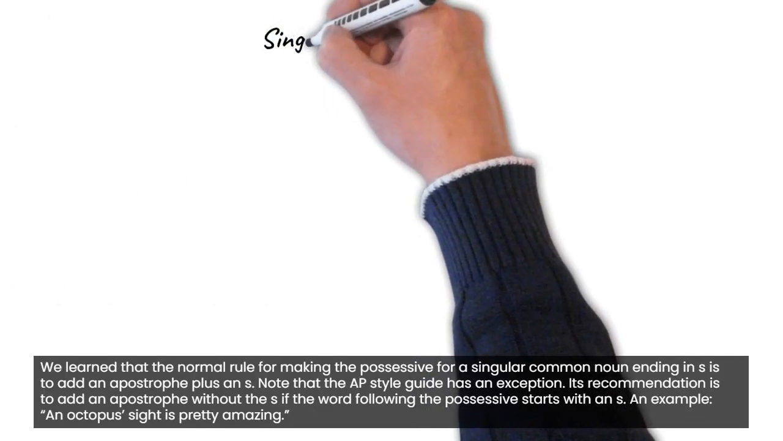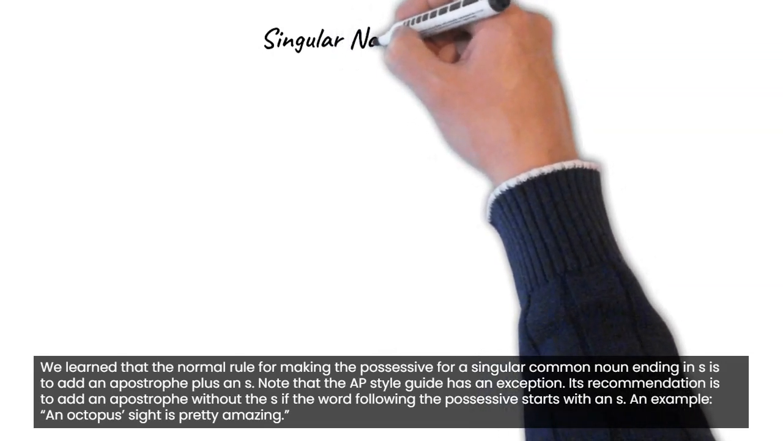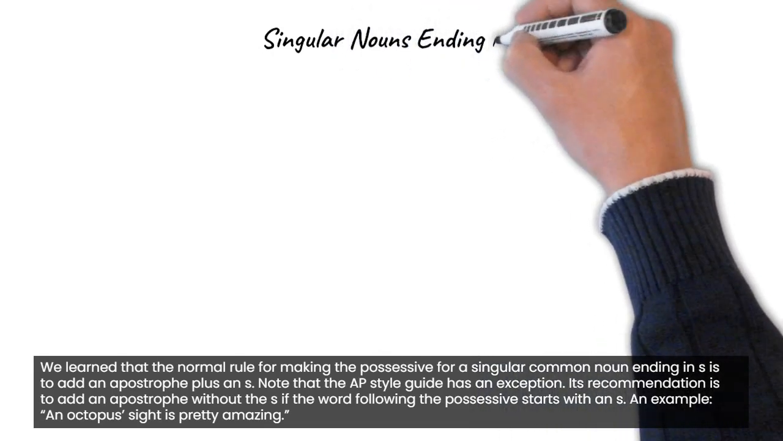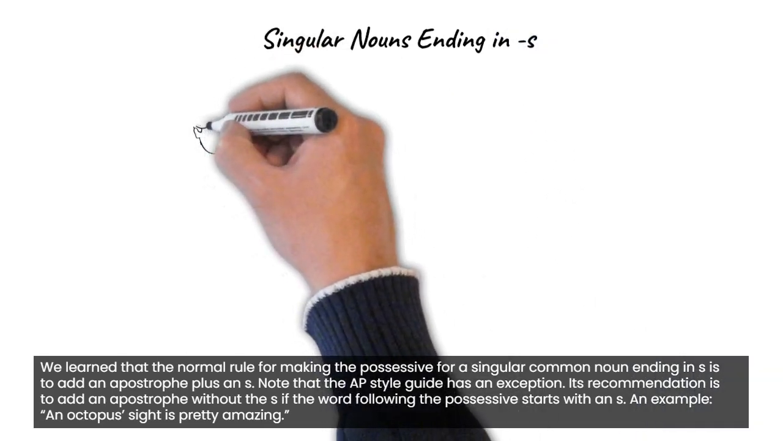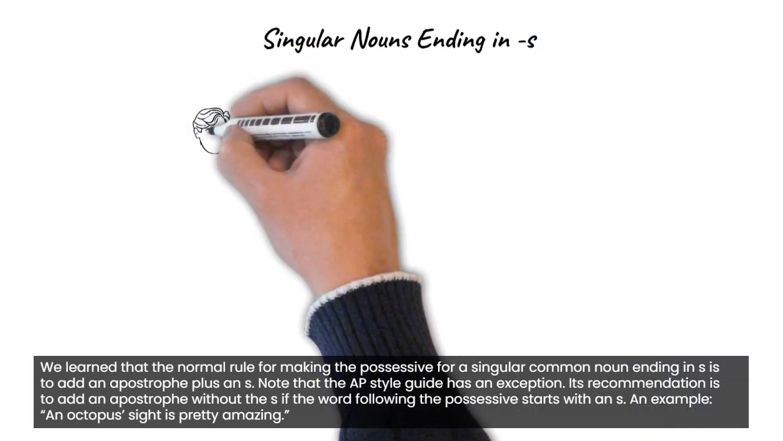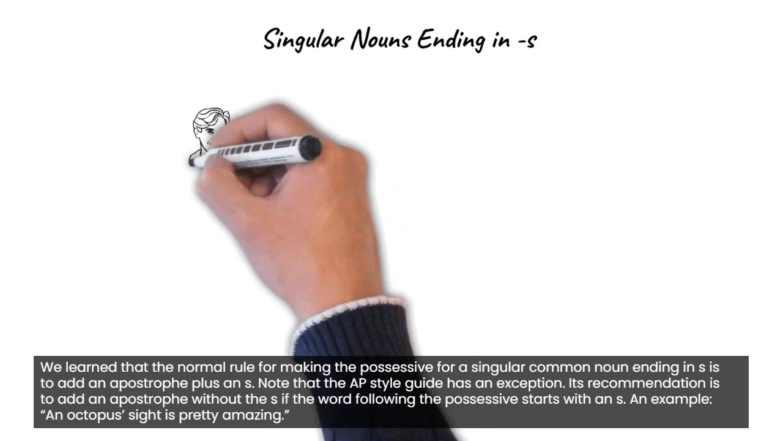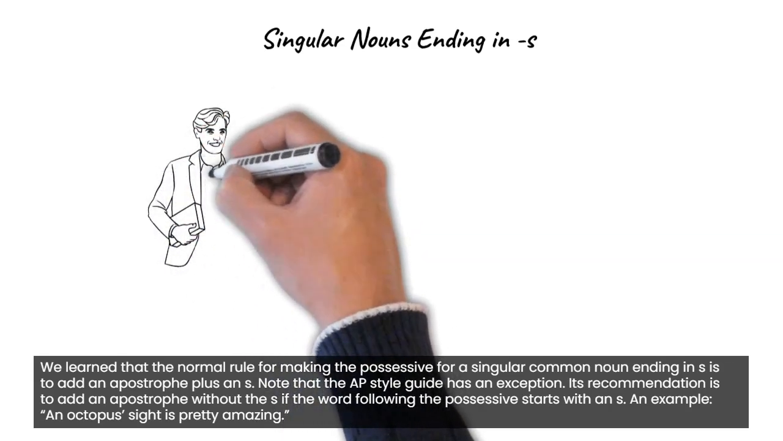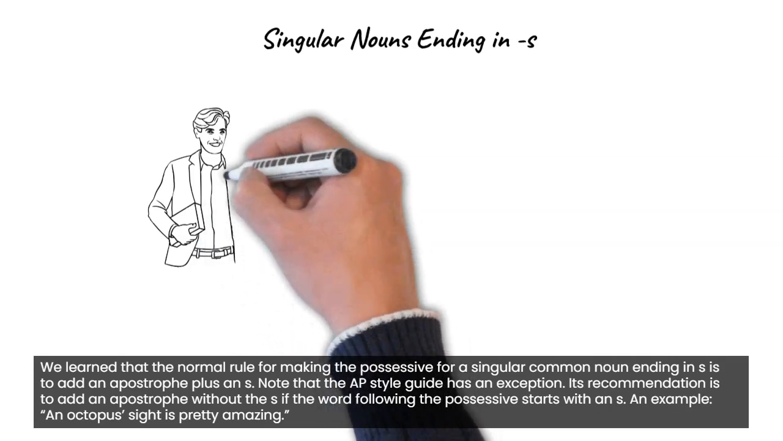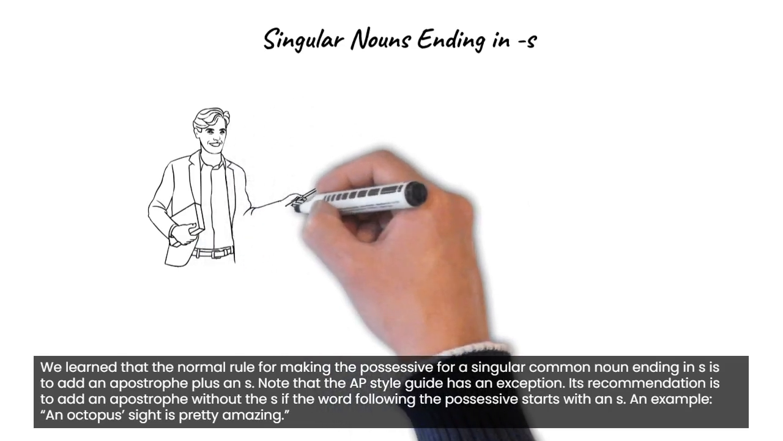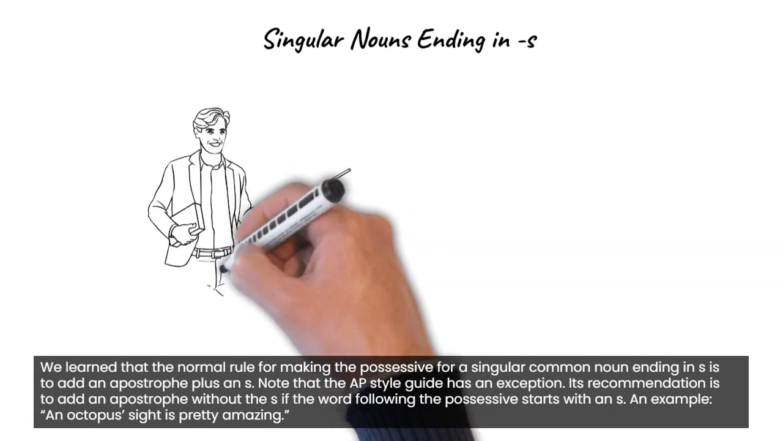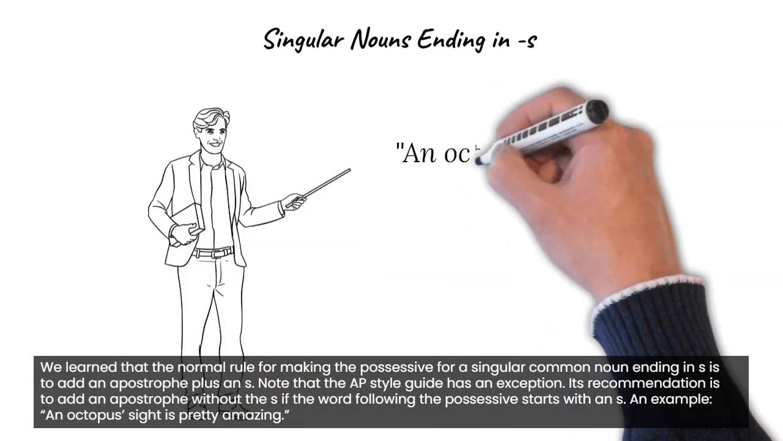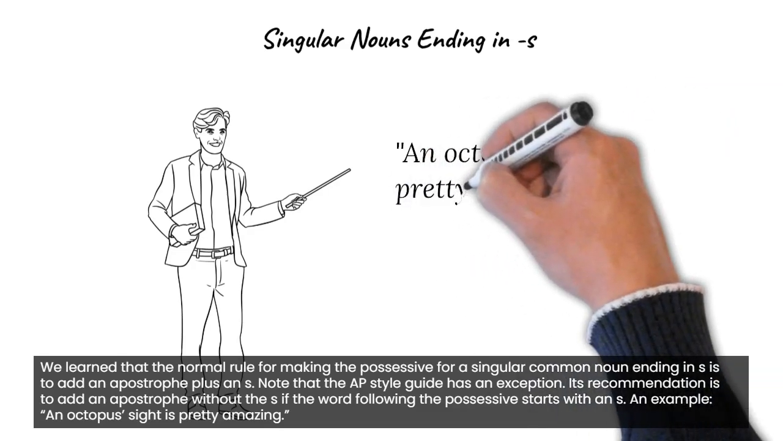We learned that the normal rule for making the possessive for a singular common noun ending in S is to add an apostrophe plus an S. Note that the AP style guide has an exception. Its recommendation is to add an apostrophe without the S if the word following the possessive starts with an S. An example: an octopus' sight is pretty amazing.